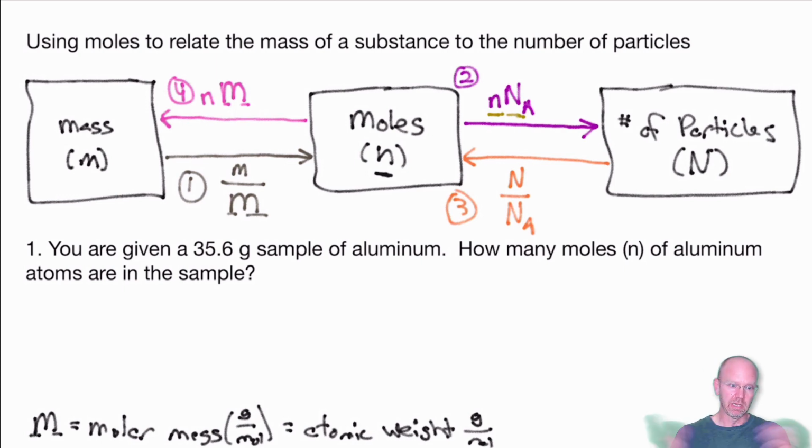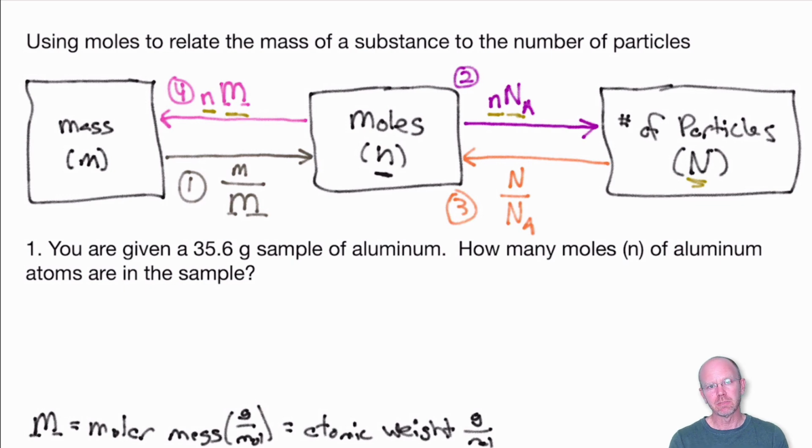So if we somehow know the number of particles of something, we can take the number of particles, which is denoted capital N, and divide it by Avogadro's number. We can move back to moles. Once we know the number of moles, as long as we have the molar mass, we can multiply the number of moles by the molar mass, and we could compute the mass of that sample.